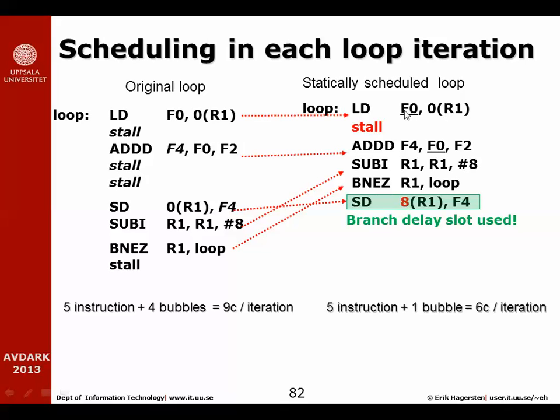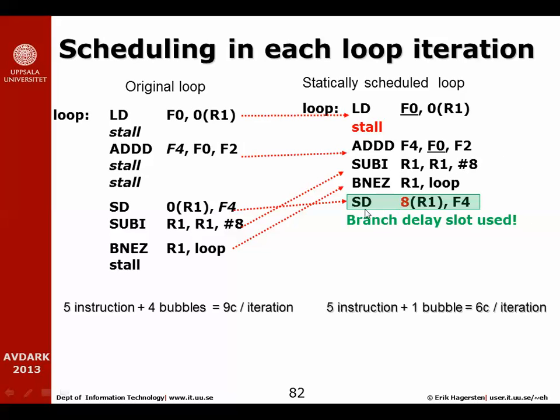We already had the load at the very top. We couldn't put it any higher up. So we couldn't actually remove this data dependency we had at the beginning. But the effects of the second data dependency is completely gone. And now the branch delay slot is also used. That's good. There's one little peculiar thing going on here.